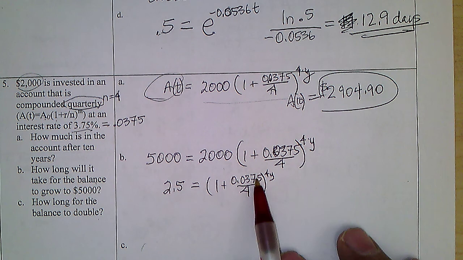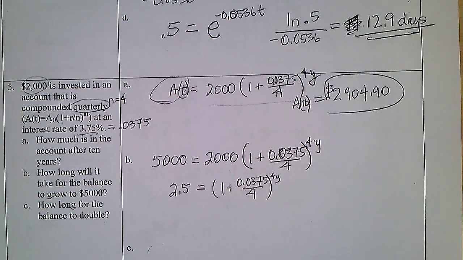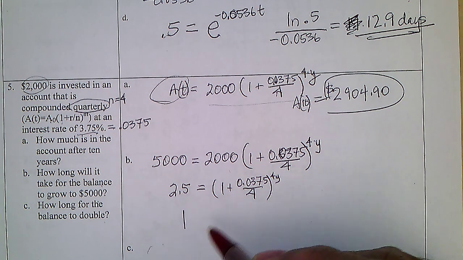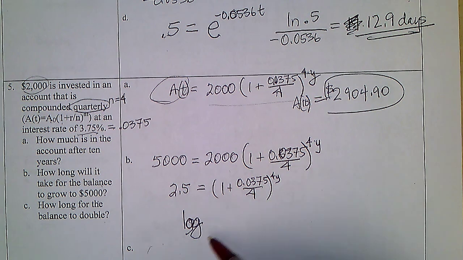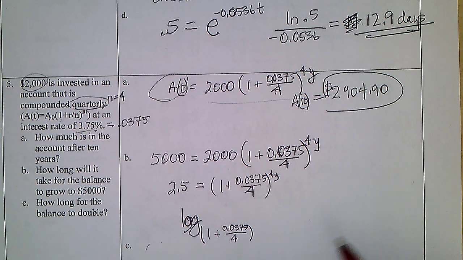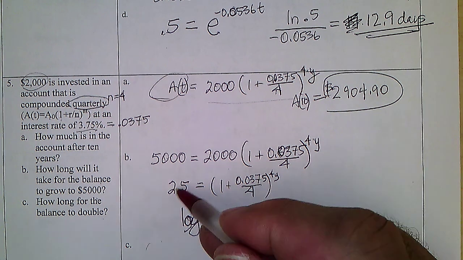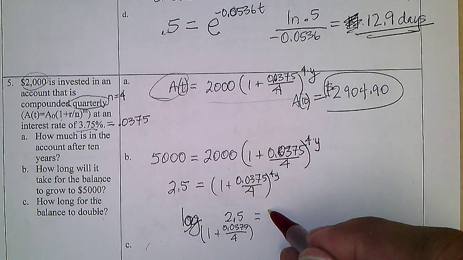So now I got something to a power, and we got to solve for the power. So we're going to write this as a log. To what power do I take? And so my base is all of this. So down here in the base is 1 plus 0.0375 over 4, of 2.5 equals 4y.